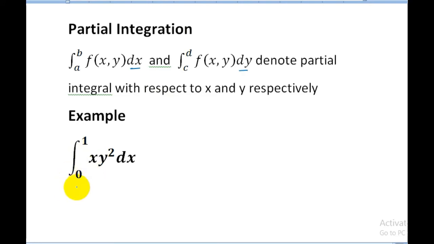Consider an example, integration 0 to 1 x y dx. We have to partially integrate this function with respect to x, so we write it as integration 0 to 1.